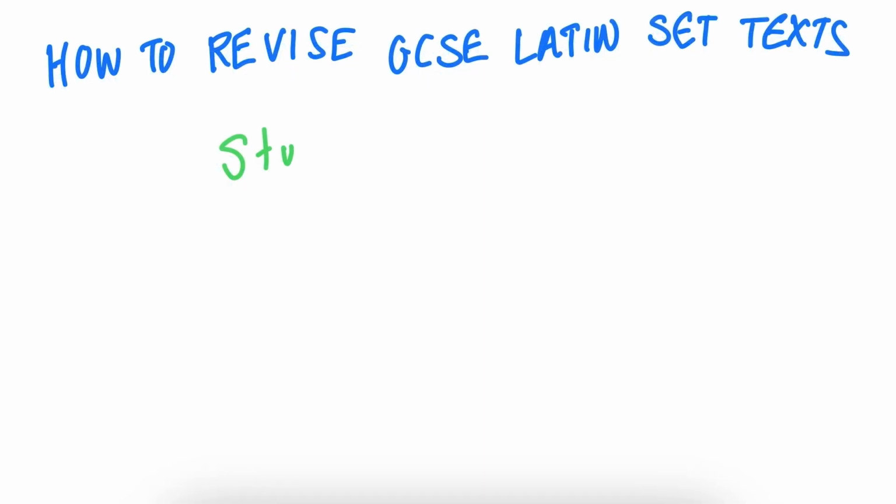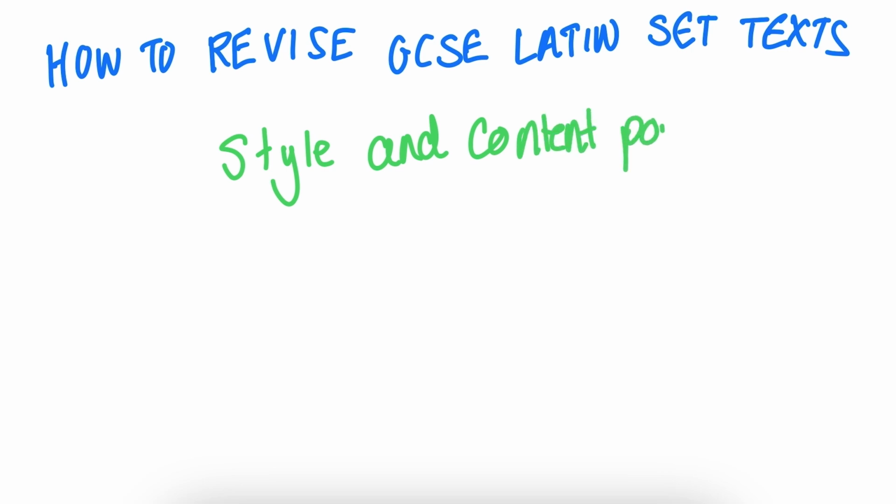Now, let's look at how to revise style and content points. First, write them out in a list according to the type of point, namely choice of word, position of word, sound of word, or any other rhetorical features. Colour coding can help here.